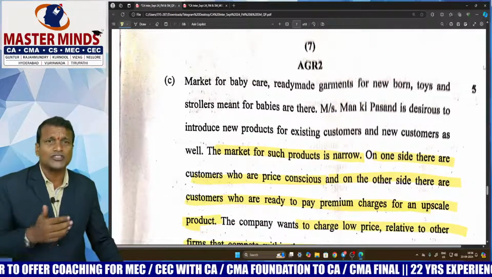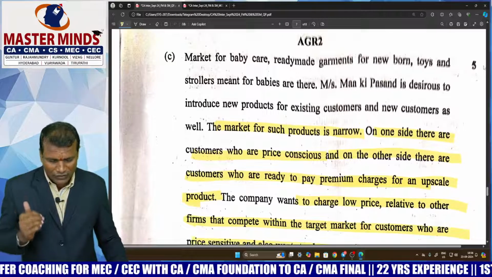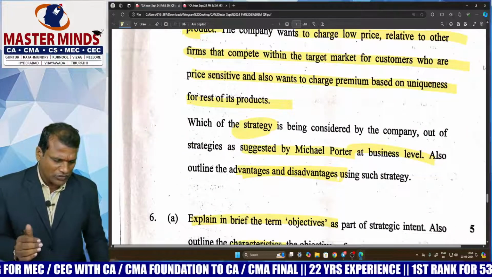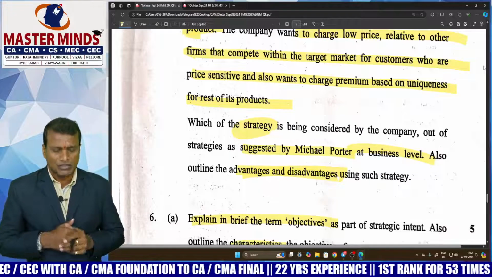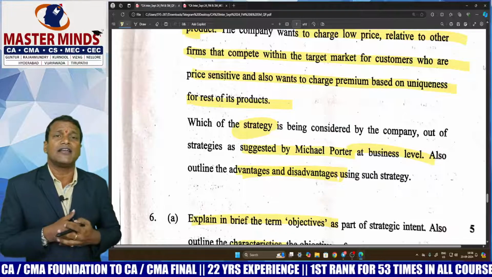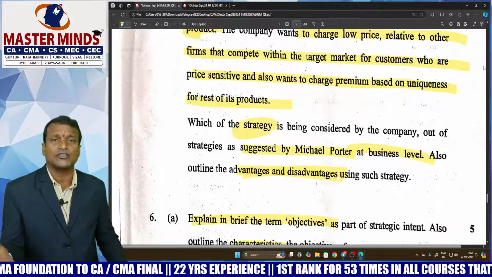Now come to the question number 5C, third compulsory question. Look at the question part straight away. He's asking us which strategy he is talking about. Business level strategy is proposed by Michael Porter. What is the name of the strategy? And kindly write down the advantages and disadvantages of this strategy.